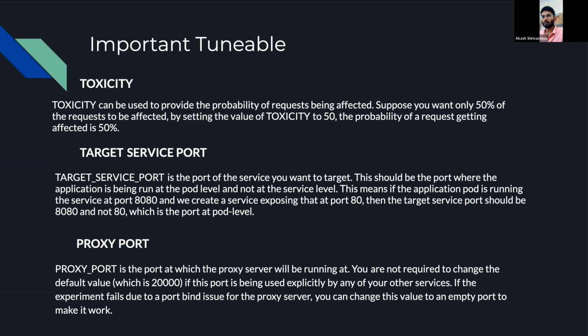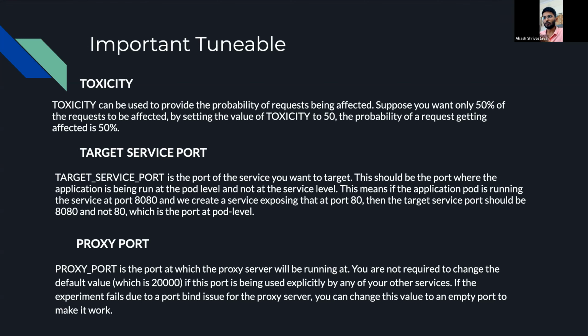Second is the target service port. This is the port you have to provide on which you inject the HTTP chaos. This is the port at the pod level, so this is not the service port. Suppose I have an Nginx pod running at container port 8080, and I have created a service which is exposing that Nginx pod at port 80. I will provide the value 8080, because this experiment is executed inside the pod, not at the service level. So this is how we need to provide the target service port.